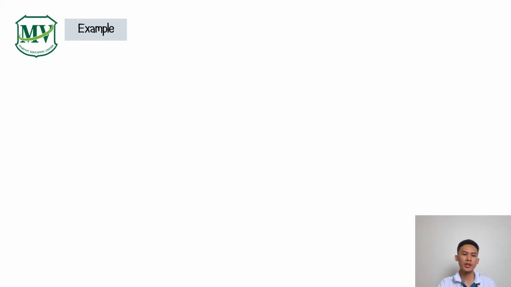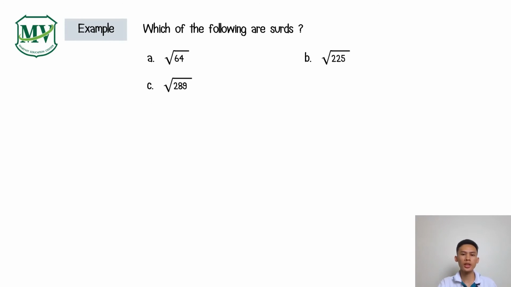Let's proceed now to our next question. The question is, which of the following are surds? Letter A, square root of 64. Letter B, square root of 225. Letter C, square root of 289. Letter D, square root of 1000. Let's see the solution.